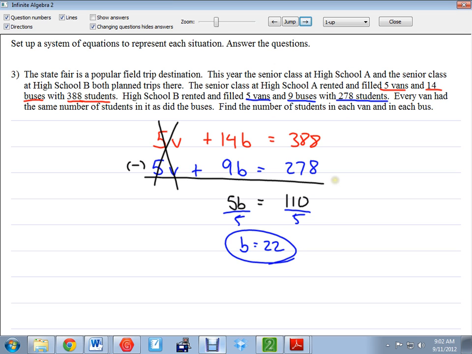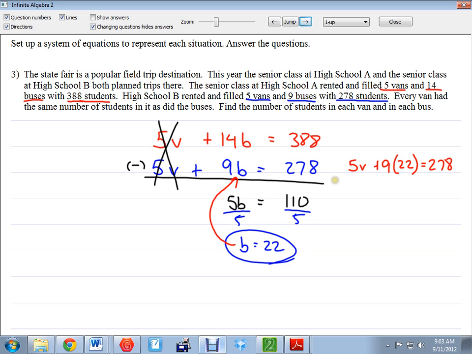In order to find out how many students are on each van, what we need to do is plug B back into either of the original equations. And I think the smaller numbers in number 2 are a little bit easier to use. So we'd say 5 times V plus 9 times the 22 students that are on each one of those buses is equal to the total of 278 students. Now this is a pretty simple equation to solve.